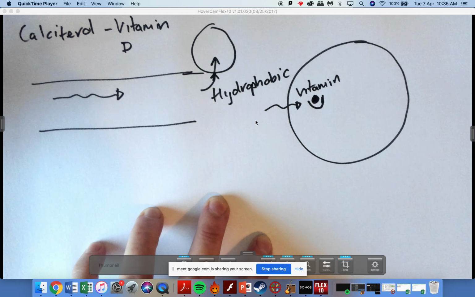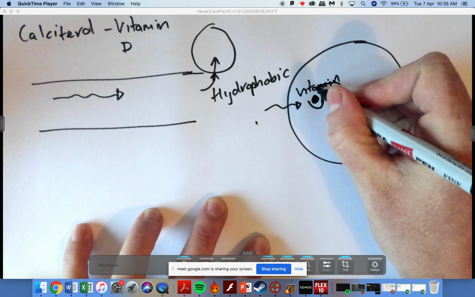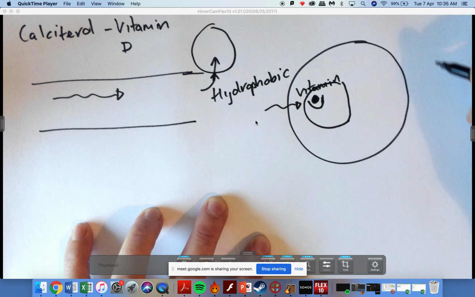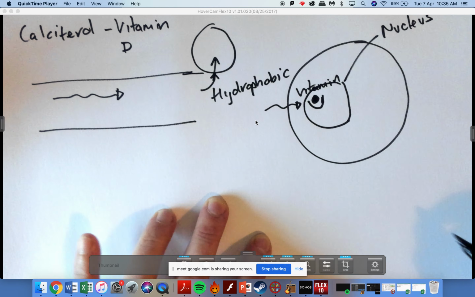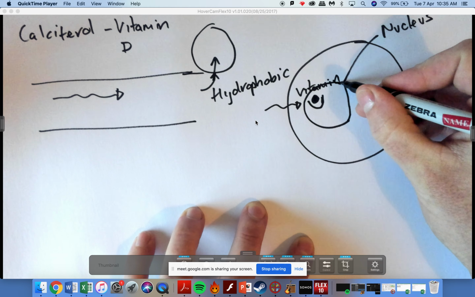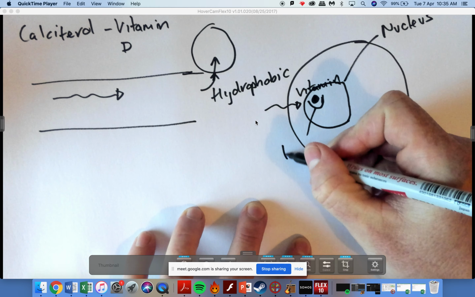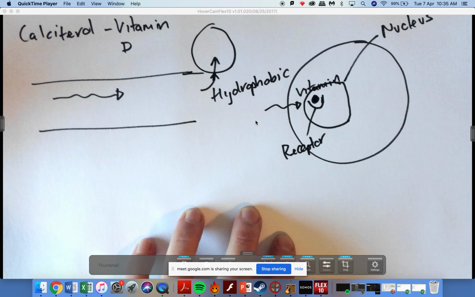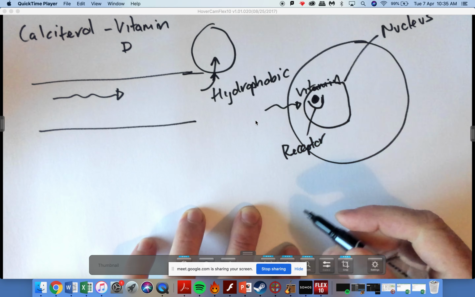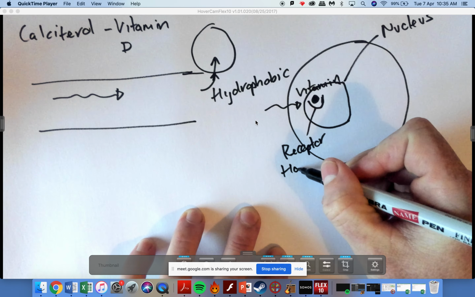Now, this receptor is actually, I'm just going to draw that, it's in the nucleus. So this is probably quite a high level difference, that the receptor for calciferol is inside, in the nucleus. Once it binds, now we've got a receptor hormone complex.